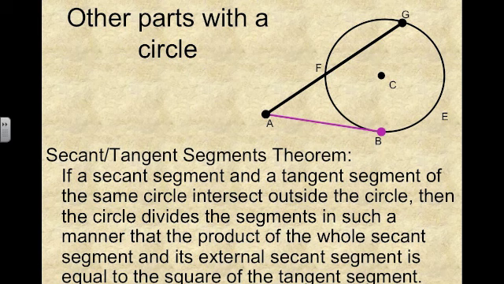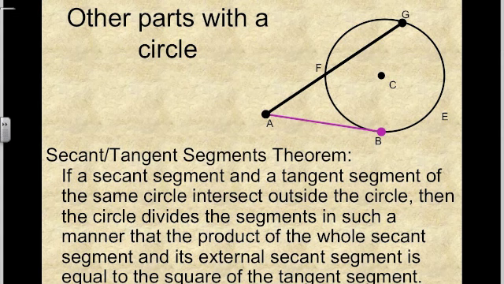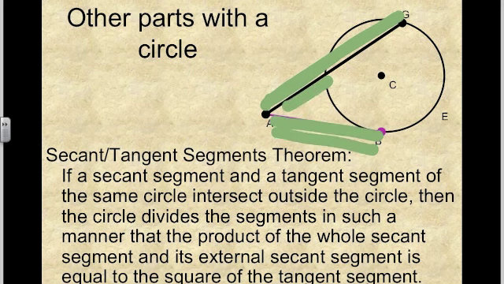Let's see, where's my magic pencil? There we go. So, the whole thing here times the outside has to equal this whole thing times its outside. Oh, wait a minute. The whole thing and the outside are the same value. Well, isn't that rather interesting? So the whole times the outside has to equal the whole times the outside for our secant segments happens to match up to be the whole times the outside equals the whole tangent squared.